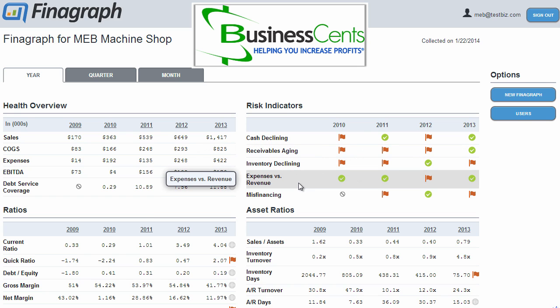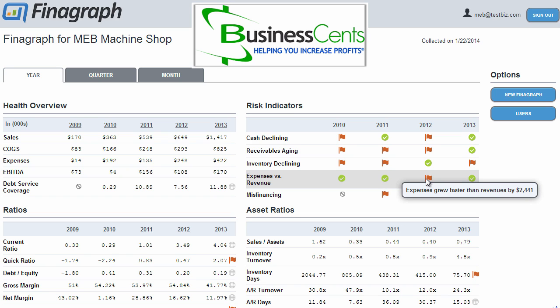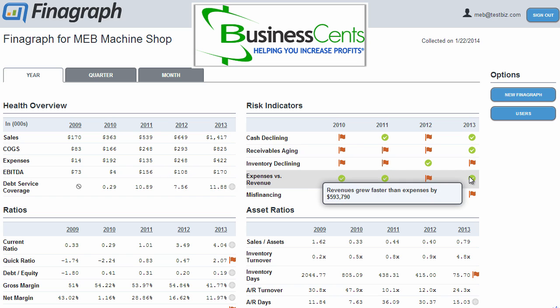And one of my favorites that I always like to track is what's going on with my expenses versus my revenues. So here you can see that revenue grew faster than expenses in 2010. Revenue grew faster again in 2011. In 2012, I had a flat year where my expenses grew a little bit faster than my revenue, and then I got things back on track in 2013.